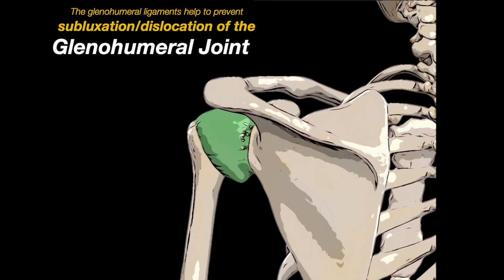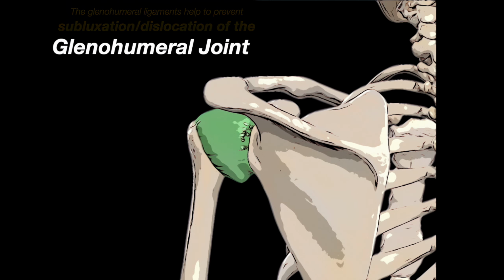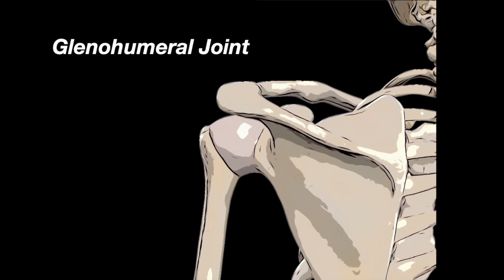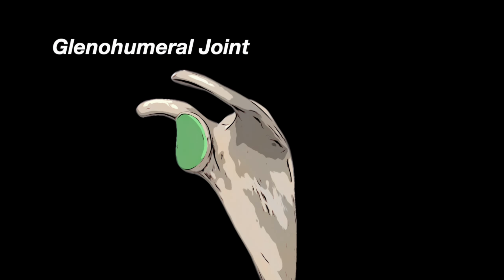The glenohumeral joint is surrounded by a fibrous joint capsule, and that capsule is lined by a synovial membrane. The capsule is strengthened supero-anteriorly by the glenohumeral ligaments. These ligaments help to prevent superior and anterior dislocation of the shoulder. The head of the humerus, which forms the ball entity of the joint, and the glenoid fossa, which forms the socket entity of the joint, are covered in hyaline cartilage.